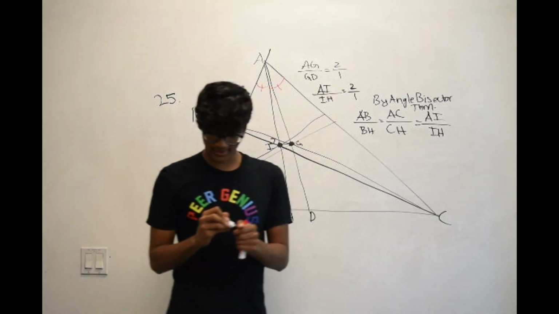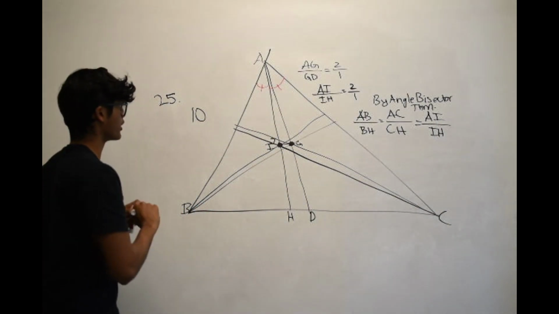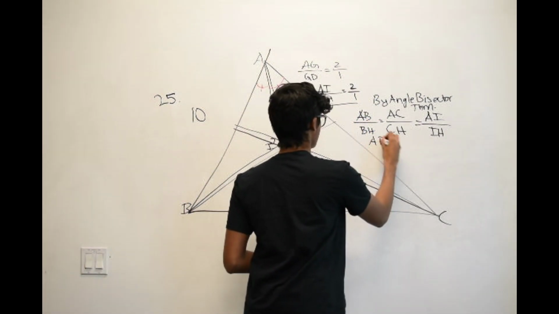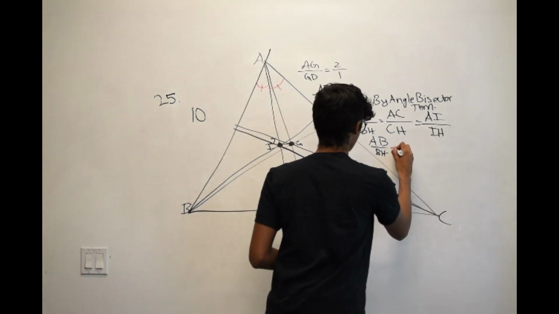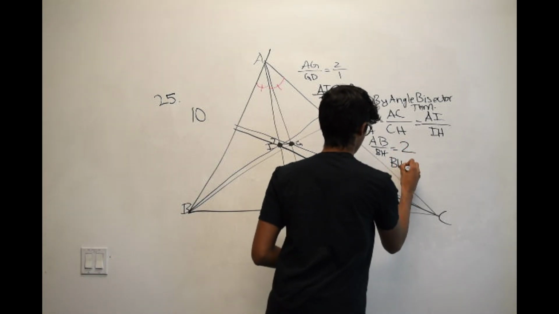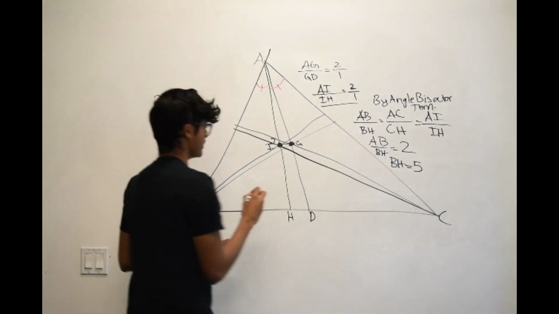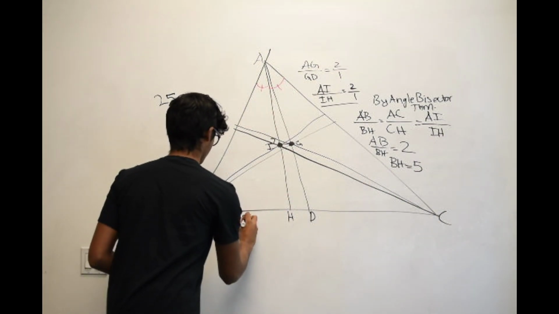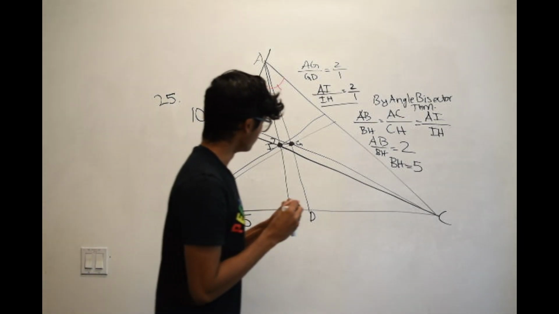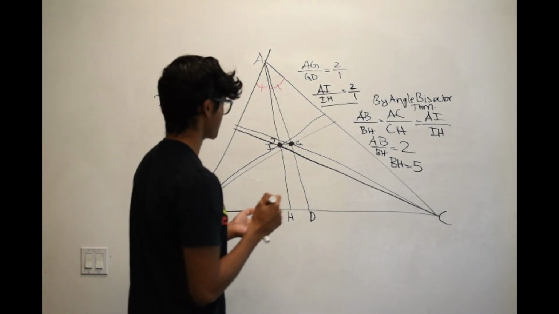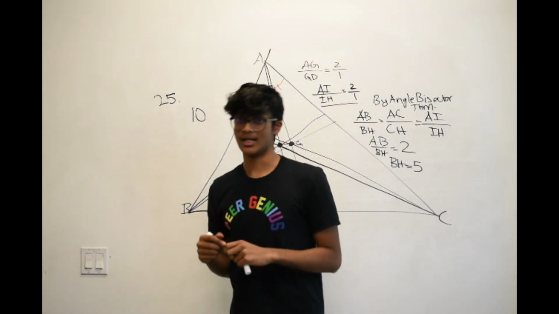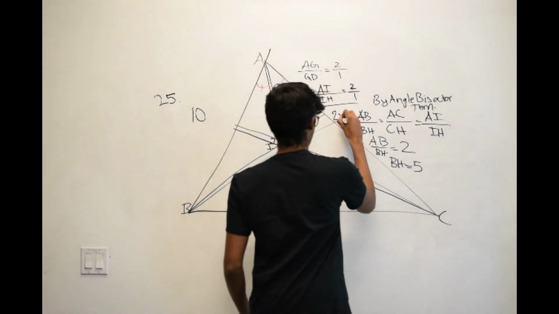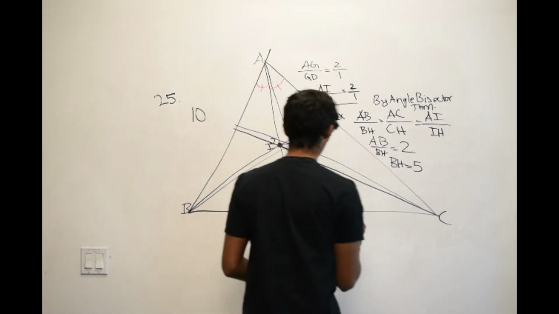So that was by the angle bisector theorem, and given that we already know that AI over IH is 2, that means AB over BH also equals 2. So that means BH equals 5, since we're given that AB equals 10. So now that we know that BH is 5, we can just label AC and CH as 2x and x. So just call that 2x and call that x.